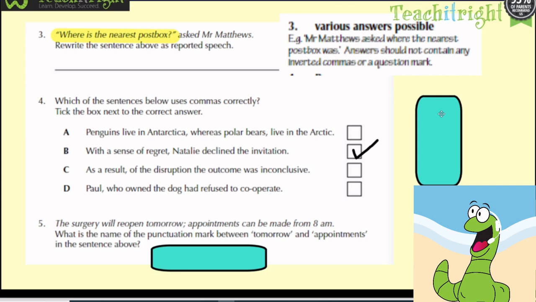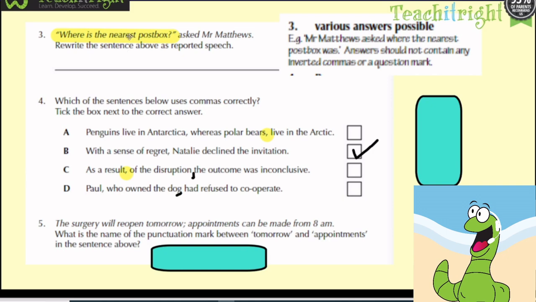It's not A because we do not need the comma here. Penguins live in Antarctica, whereas polar bears live in the Arctic. There is no natural pause as we're reading. C, we do not need a comma here. The sentence should read, as a result of the disruption, the outcome was inconclusive, and we would actually put a comma after disruption. And then D, we would need a comma after dog. Paul, who owned the dog, had refused to cooperate.